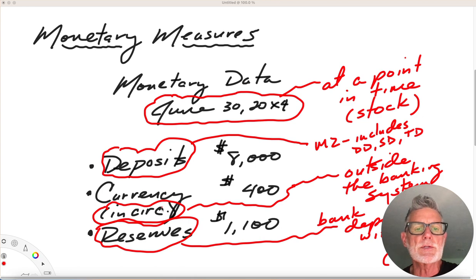First and foremost, monetary data is a stock, which indicates that it's measured at a point in time. So money is not a flow. Money is a stock measure, and you need to note that. The second point I'd like to make is when we talk about deposits, we'll assume the M2 definition. So we'll be including demand deposits, saving deposits, and time deposits in this measure of deposits. So really all deposits are being included in this data.